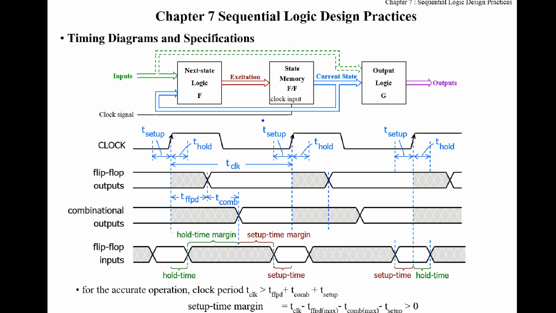And when the clock ticks, the flip-flop will give output with some propagation delay. This is the propagation delay of the flip-flop after the clock tick. After waiting for the flip-flop propagation delay, the output of the flip-flop is now available to use, for example, for the output logic G and next state logic F.